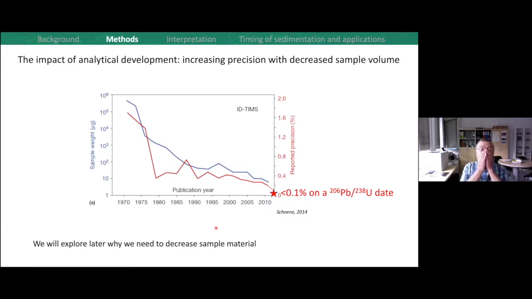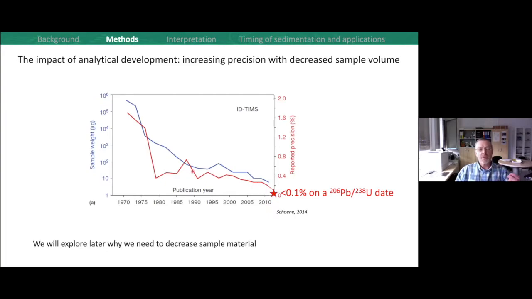Okay, and then there is one thing which is maybe counterintuitive. So this is a diagram from this paper by Blair Schoene in the Treatise on Geochemistry, very simply showing the sample weight we are using for dating. So in the 1970s we used many milligrams of zircon to be able to analyze them and to put a date on an analysis. Nowadays, we are here, actually, 1-2 micrograms is standard. So we are dealing with very small zircons or fragments of zircons.